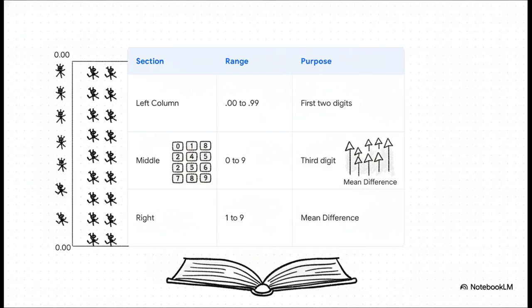Now, what's really interesting here is just the structure itself. When you flip to the back of your textbook, the table looks huge and intimidating, but it's really just 3 simple sections. On the far left, you've got a column starting from 0.00, going all the way down to 0.99. Right next to that is a block of 10 columns labeled 0 through 9. And then finally, on the far right, there's a smaller section called the mean difference, covering 1 through 9. And that's it. That is your entire toolkit.